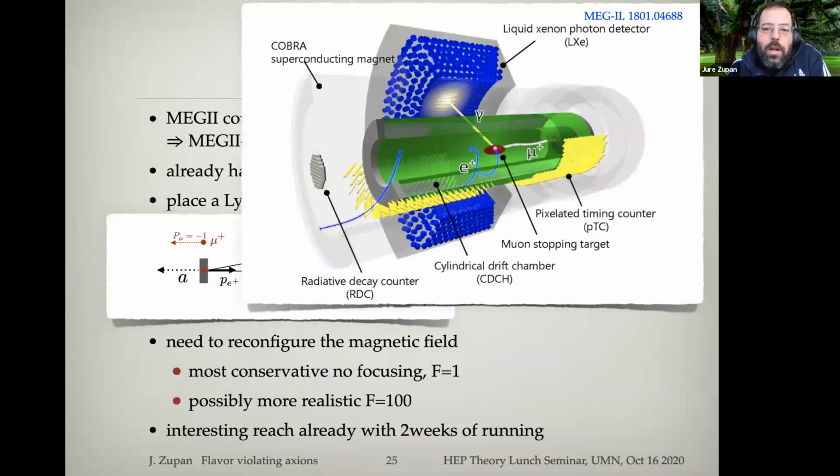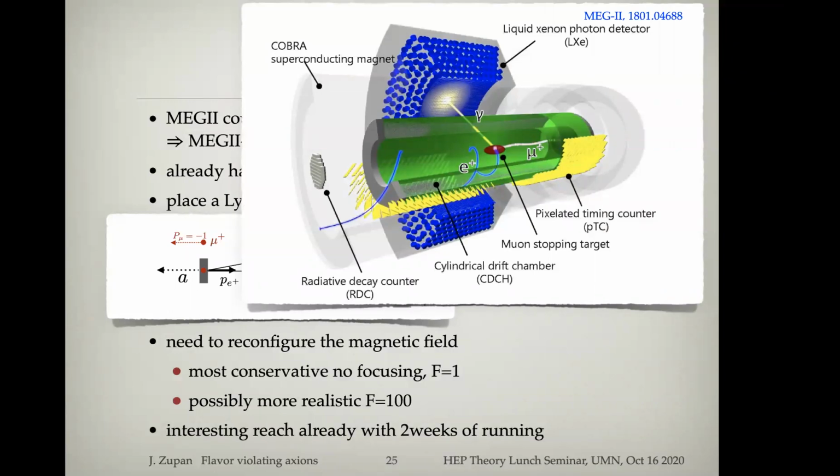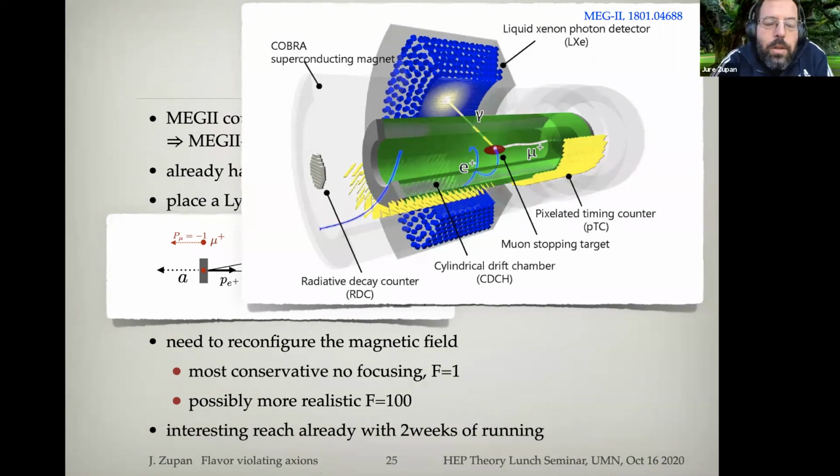Sorry, which target do you mean? The target where they produce muons, or the target where they stop muons after a beam? Oh, where they stop muons, sorry. It's the stopping point. Okay. Absolutely, thanks for that. Yeah, so you see on this figure that I just showed, this red blob is the muon stopping target.